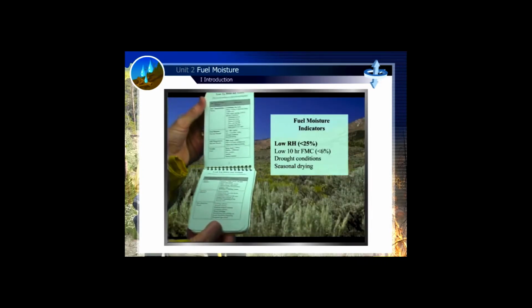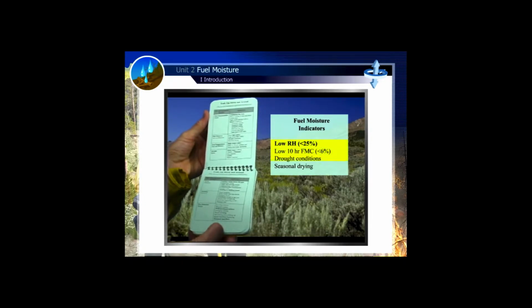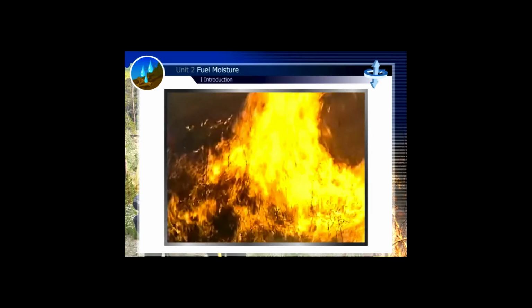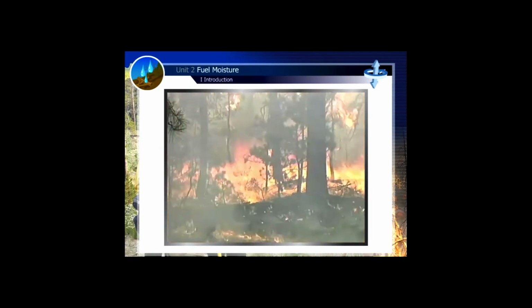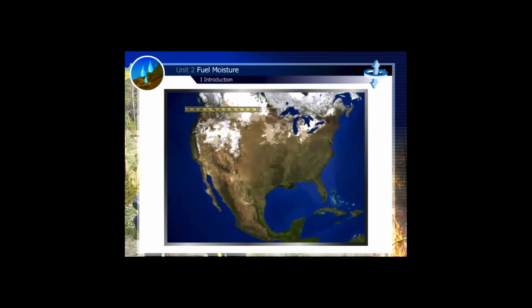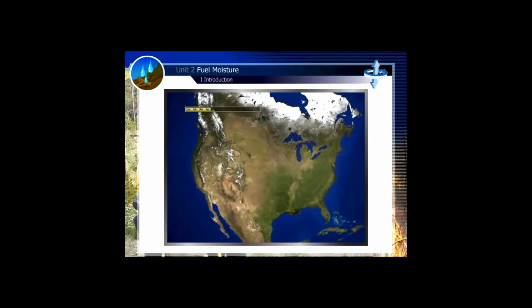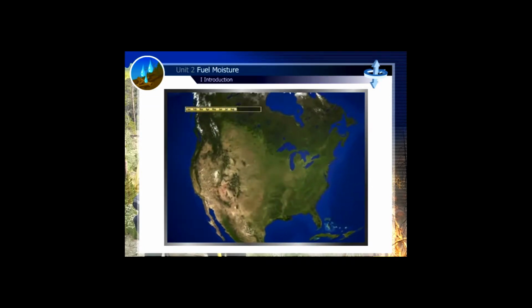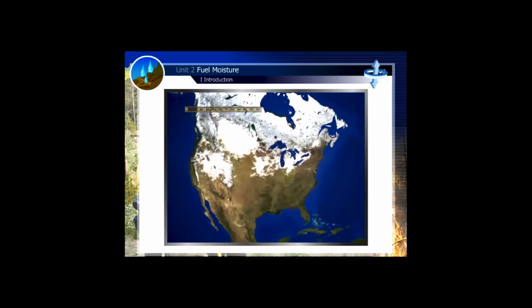This unit addresses fuel moisture and its 4 indicators. When fuel moisture content is low, fires will start easily and spread rapidly. The amount of moisture in fuel changes diurnally, seasonally, and in an accumulative manner over several seasons or years.